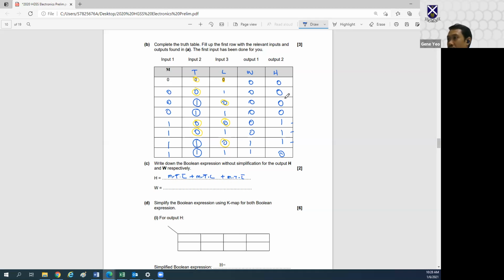So now the output W, I've got these two. So I've got M and T and L complement. Or I also can get W as a high through this combination of M and T and L. Any question?